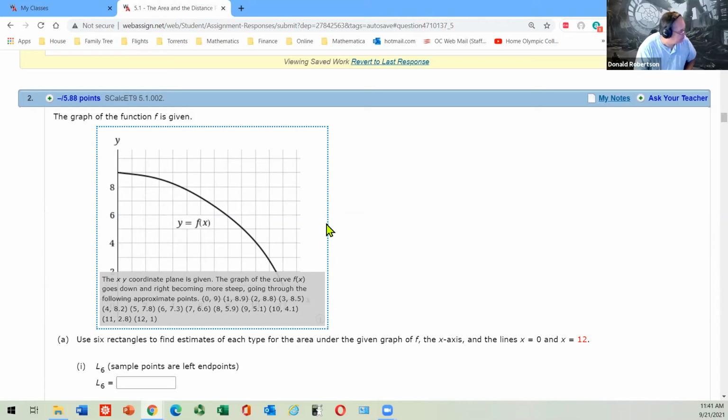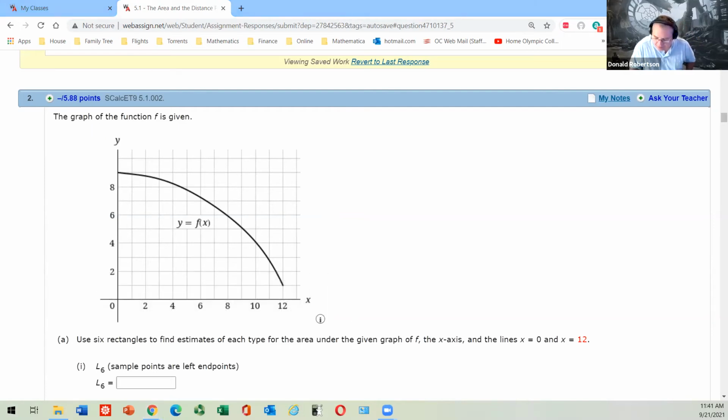And the values I've got are when x is 0, the function's 9, 2 gets me 8.8, 4 gets me 8.2, 6 gets me 7.3, 8 gets me 5.9, then I go 10, which gets me 4.1, and I finish with 12, which is 1. Okay, that means I can now go back to the whiteboard and finish it off.